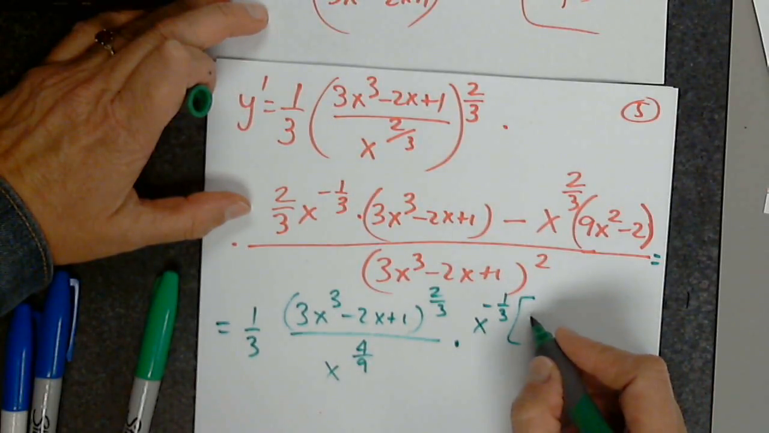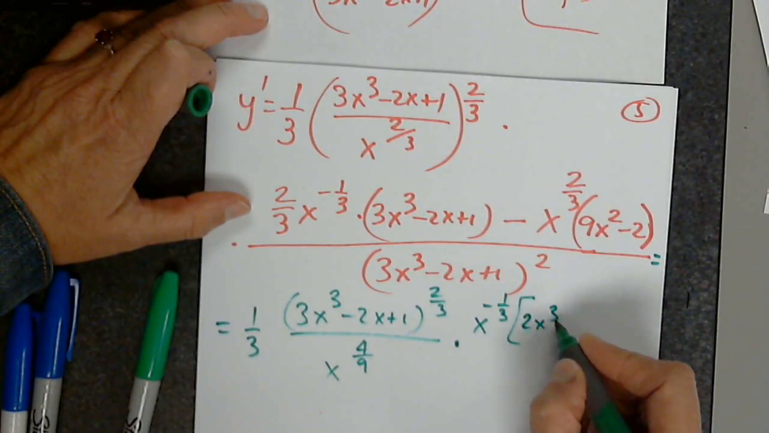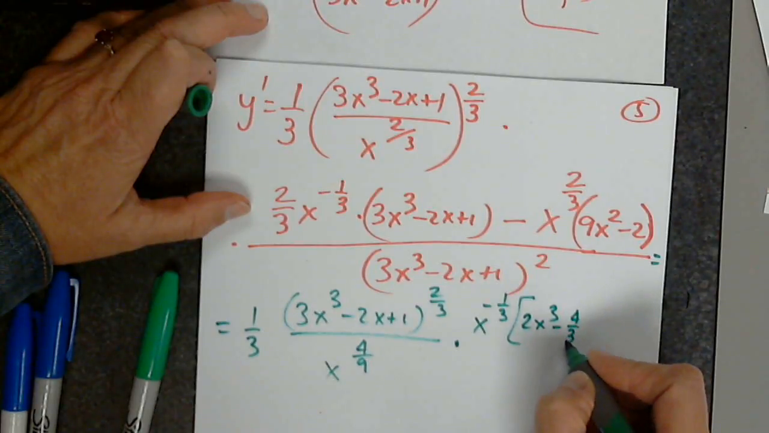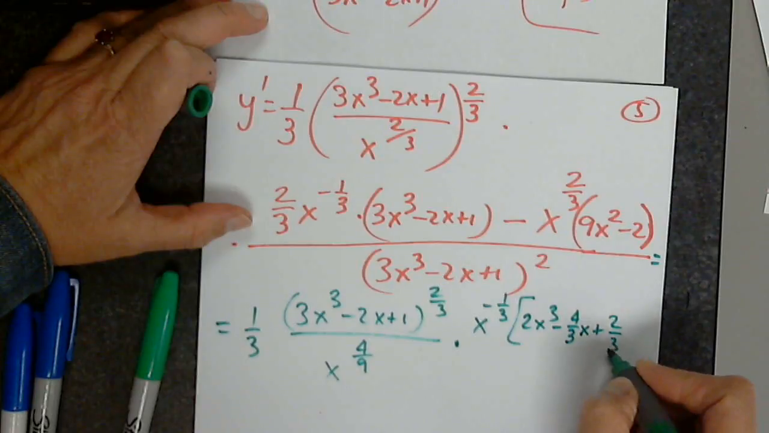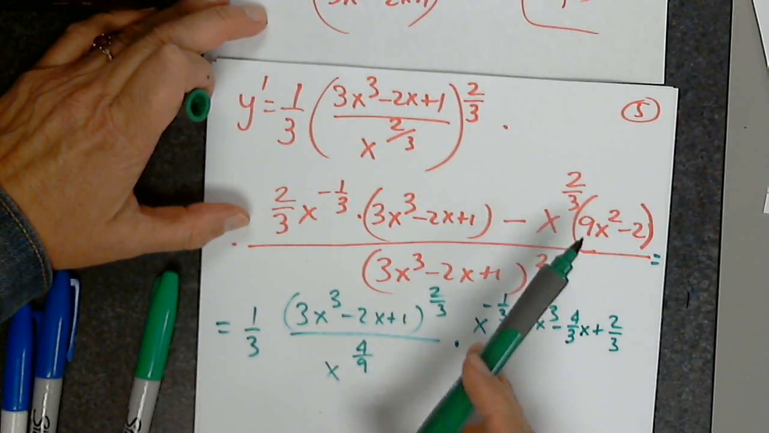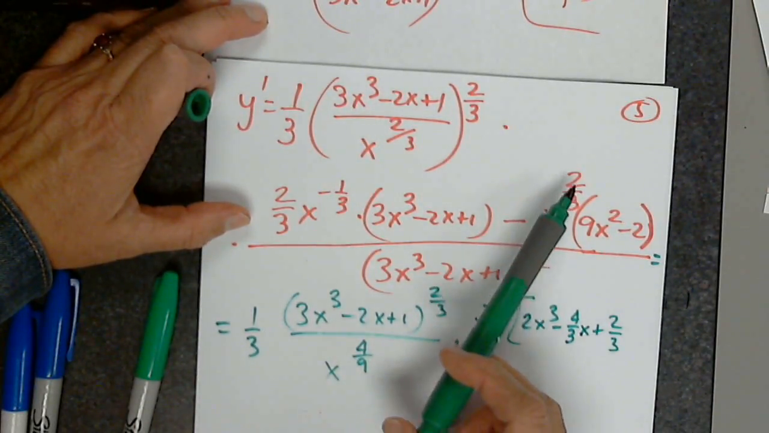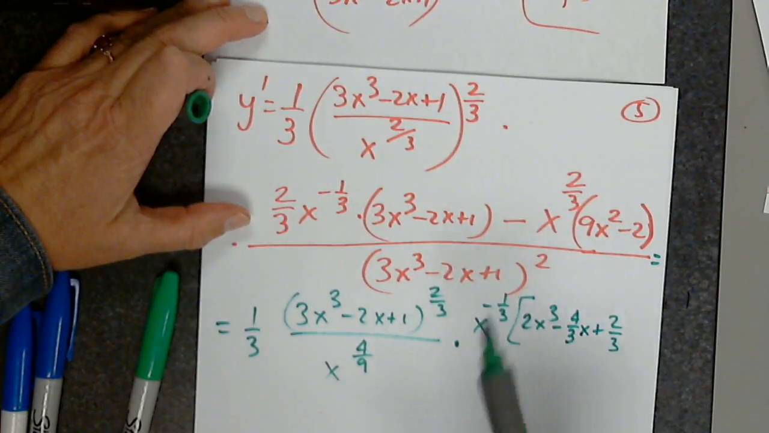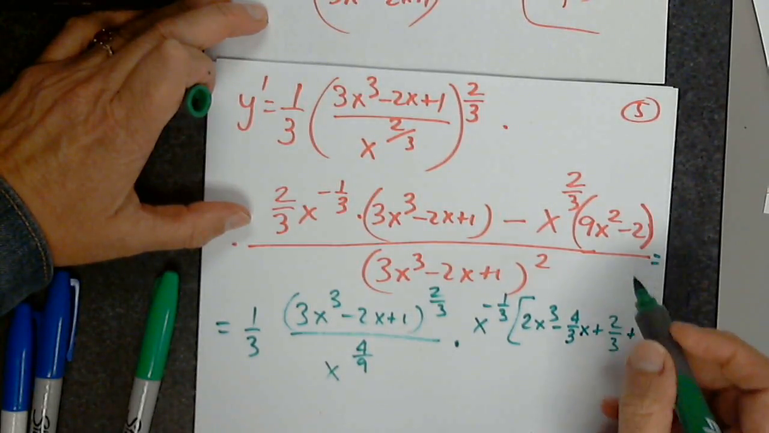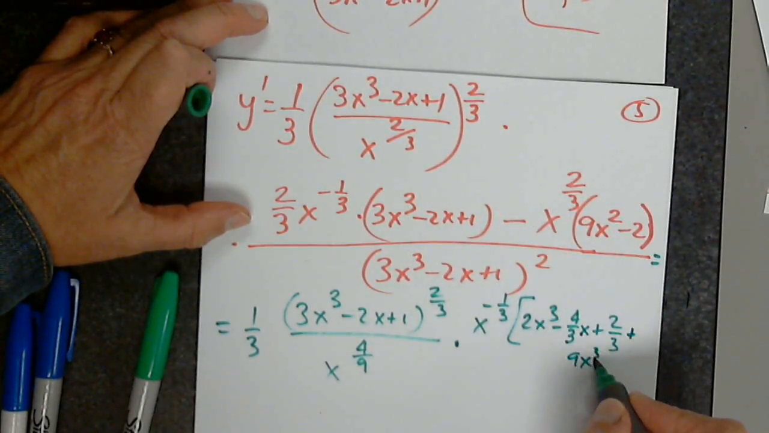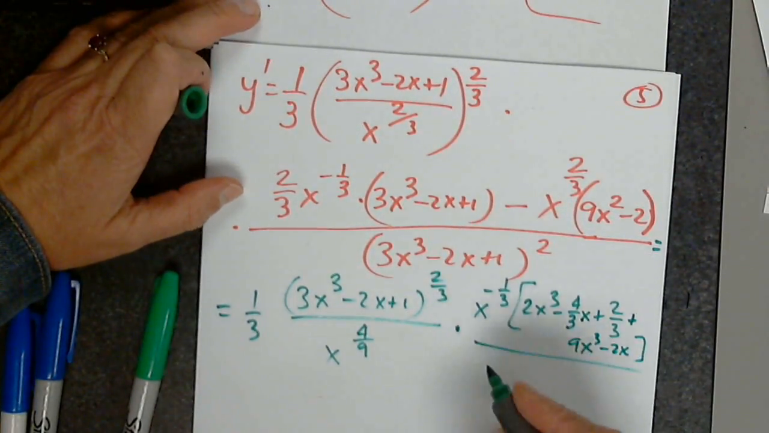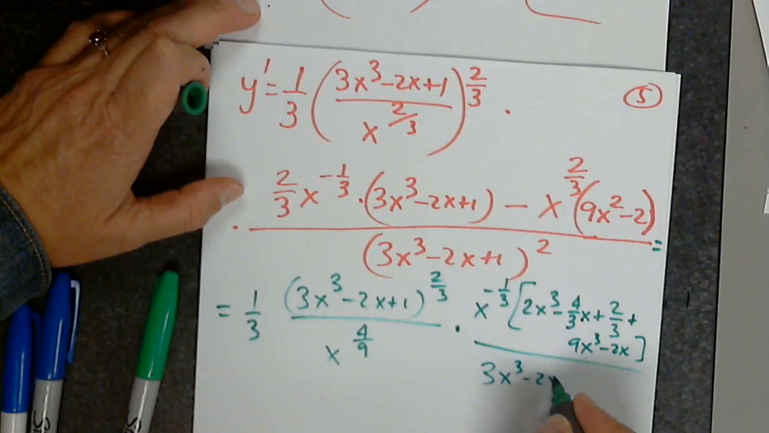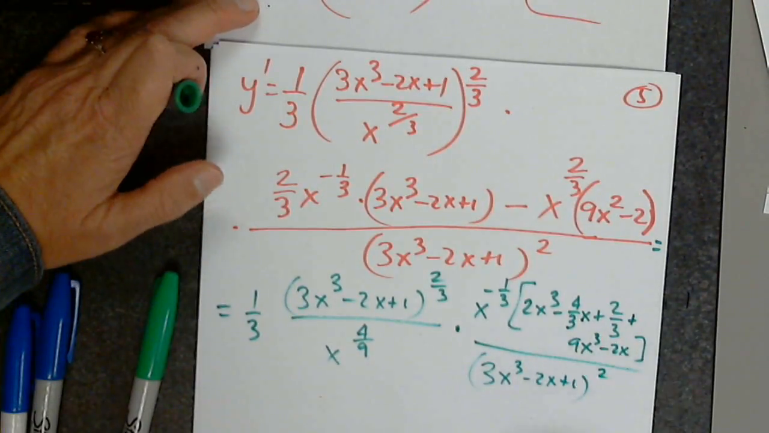2x cubed minus 4/3 x plus 2/3. And here, when I factor out x to negative 1/3, 2/3 minus 1/3 is 1. So then I have plus 9x cubed minus 2x. Horrible. Absolutely horrible. Over 3x cubed minus 2x plus 1 to the second power.